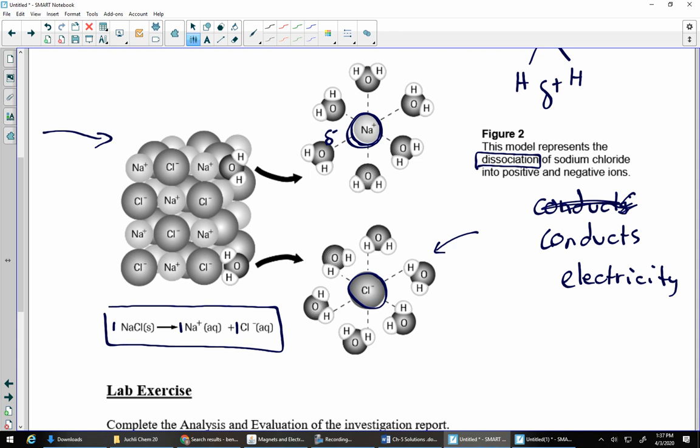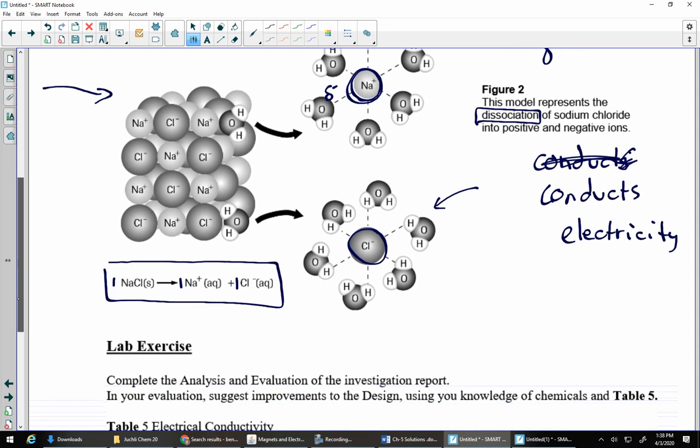So yeah, and for those of you who have learned about electricity, all electricity is just moving charges. So it's pretty easy to see how an ionic compound can conduct electricity if we've got charges, and if those charges are easy and free to move around. Perfect. So that's those two.